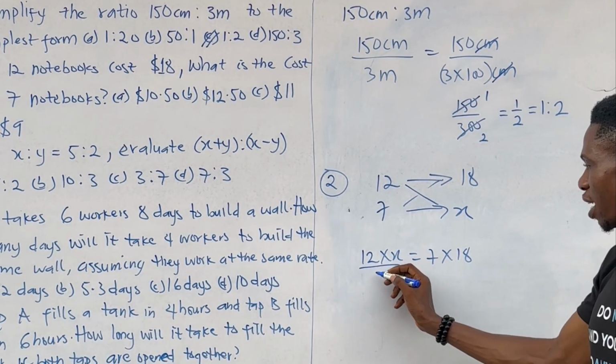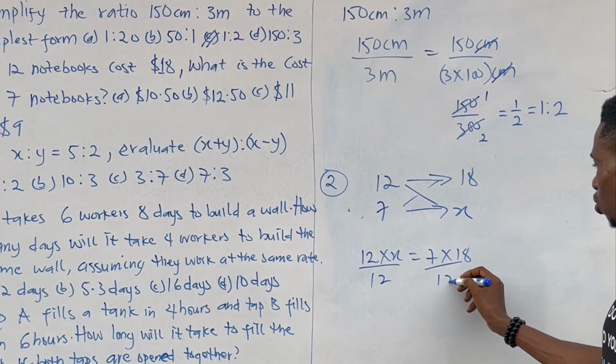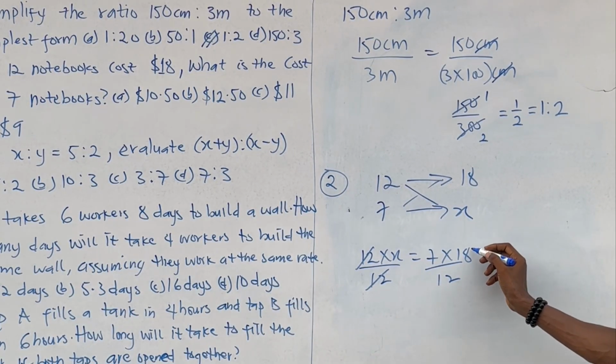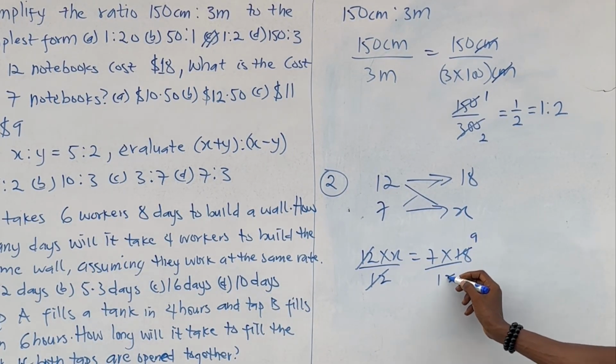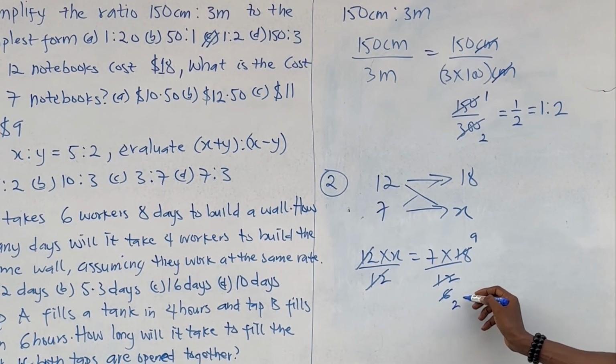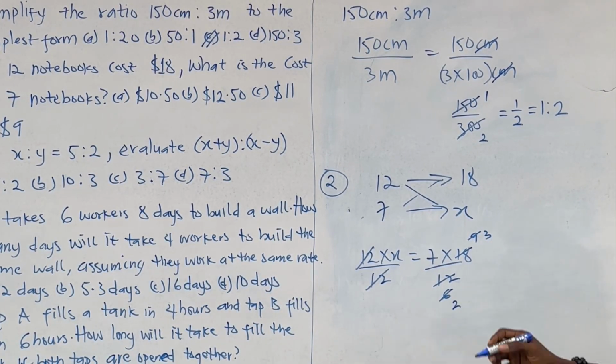Okay, we can divide both sides by 12 over 12. So this cancels this. 2 in 18 is 9. 2 in 12 is 6. 3 in 6 is 2. 3 in 9 is 3.